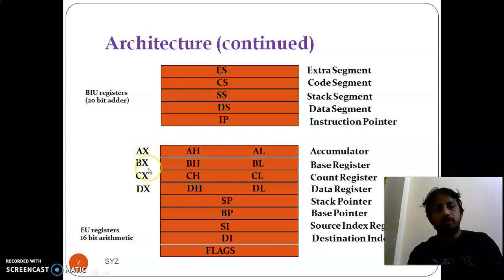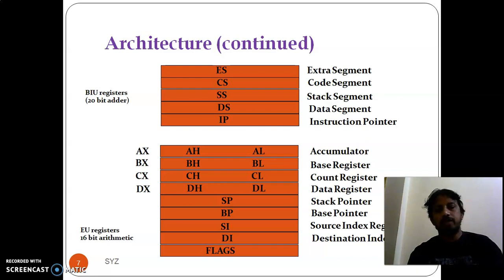Apart from this, you have the BX register, which is called the base register, used for storing some offset values as well as for some general purpose operations. CX is called the count register. When you go for loop instructions, the CX register is used. The 4th one is the data register. It has a special purpose: when you go for input and output operations and want to give variable addressing, you use this data register.